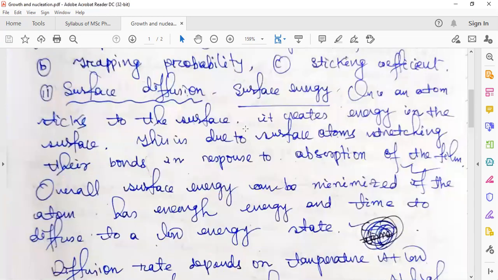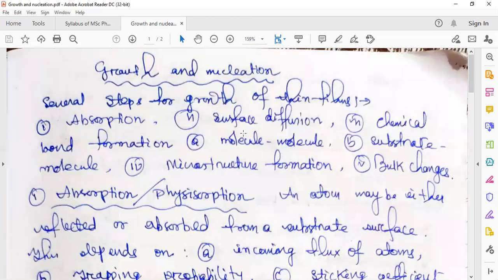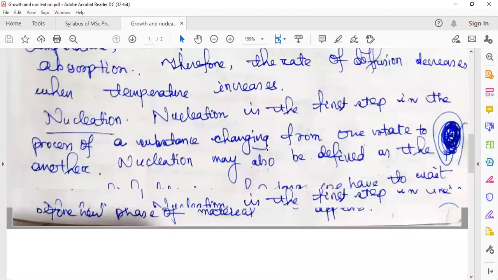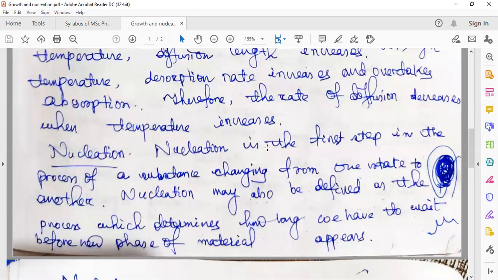These are several steps for the growth. The main steps are absorption, then diffusion, and chemical bond formation, that is, substrate molecule structure formation. About chemical bond formation, we will study a different topic, called various growth modes of the thin films.